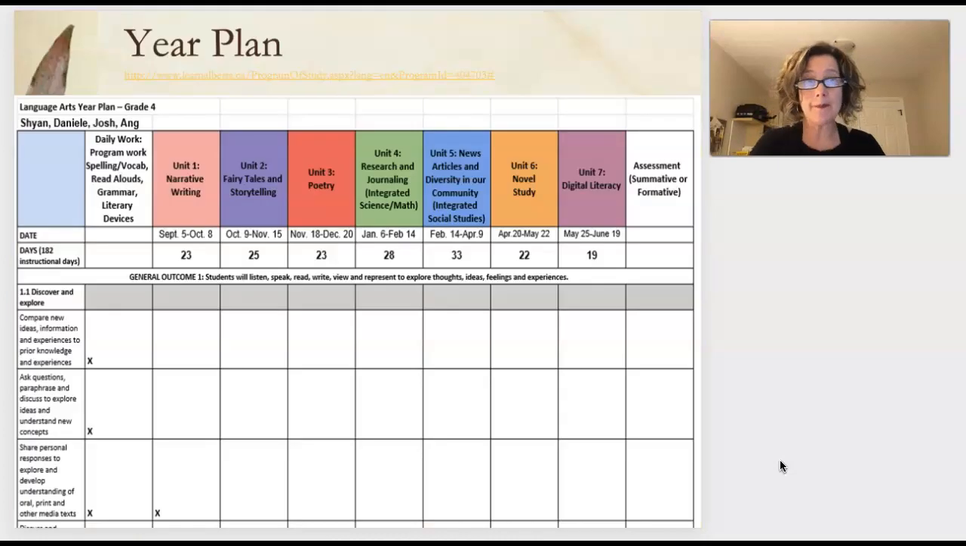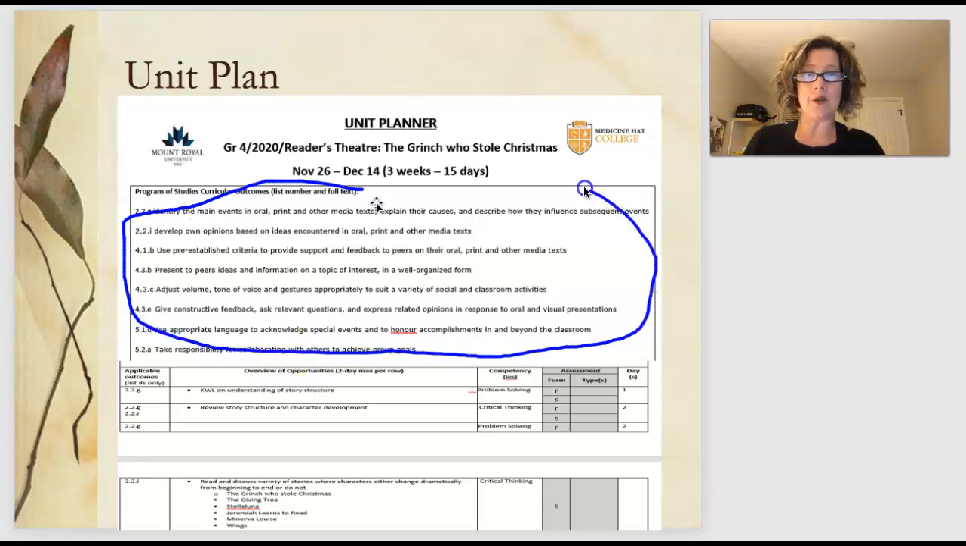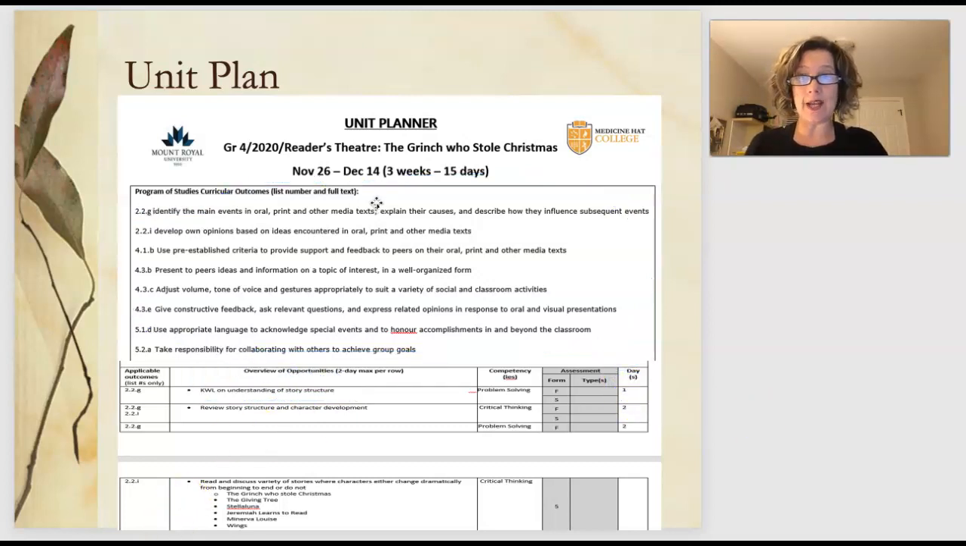Okay, just a quick review. Unit planning is our overall planning for the entire year, corresponding with the Alberta Program of Studies objectives. Then we pulled it down to unit planning. Here are the objectives from the year plan, and then we start to pull into specifically what we're going to do on particular days in the unit.